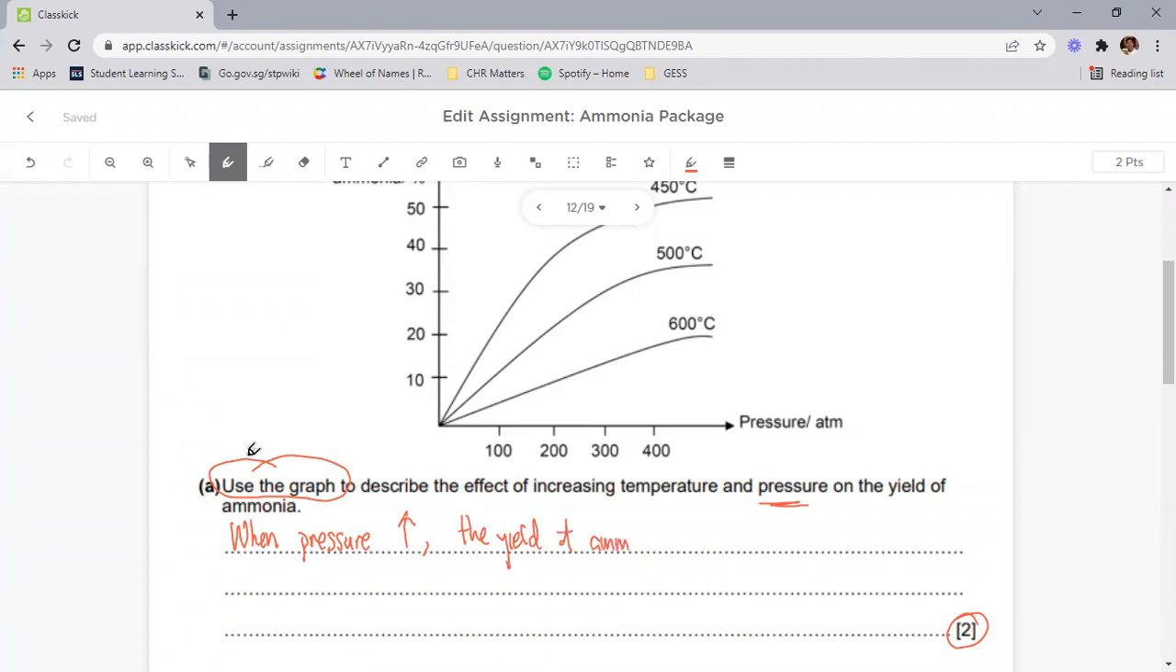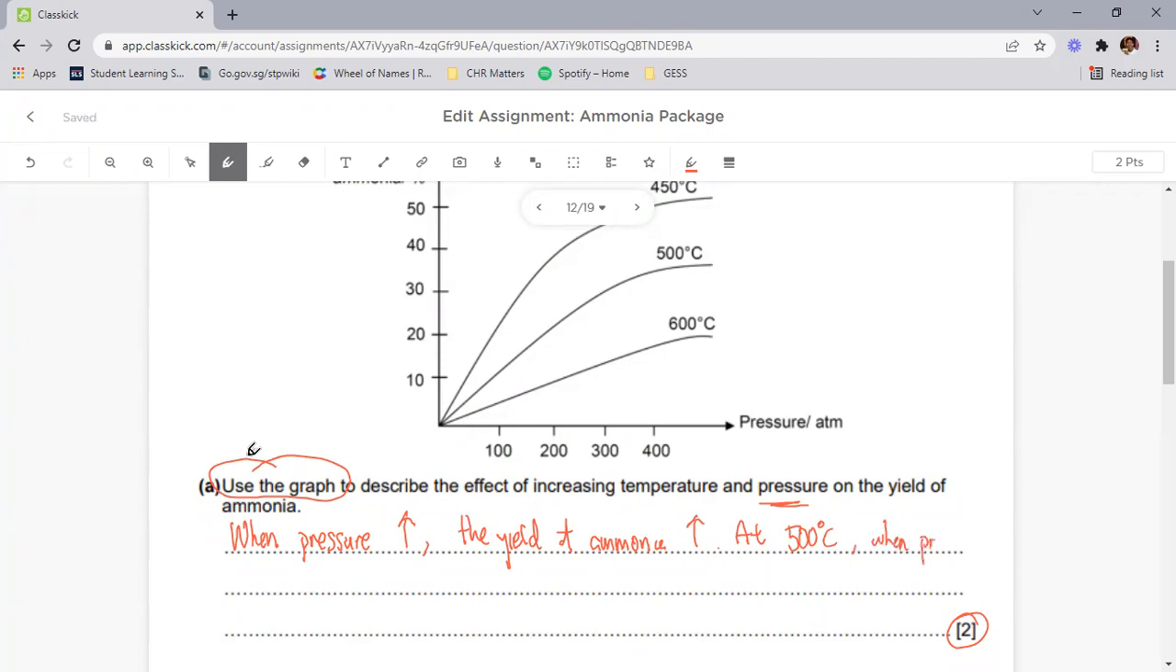So this is stating the effect first. You will not get any marks for this yet because you have not given any data. So what we need to do now is, once we say the trend, let's put the data across now. You can use any one, say 450. So you can say at any one of the graph, let's use 500, at 500 degrees Celsius, okay?